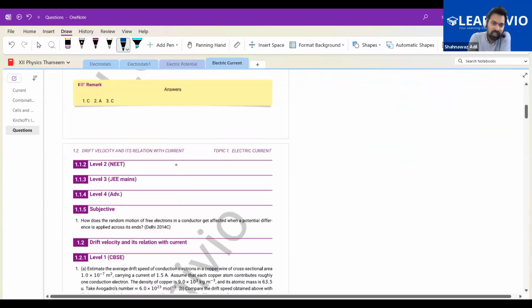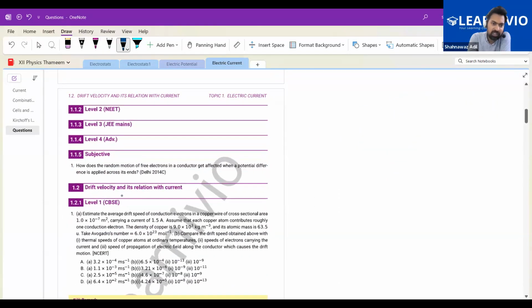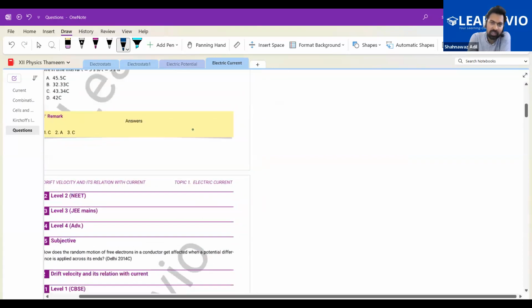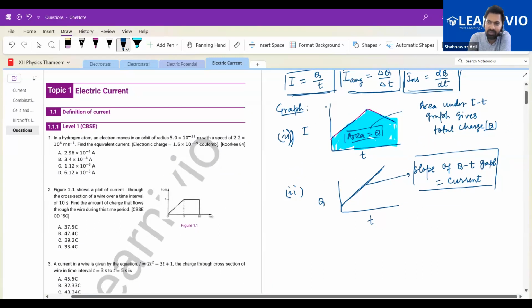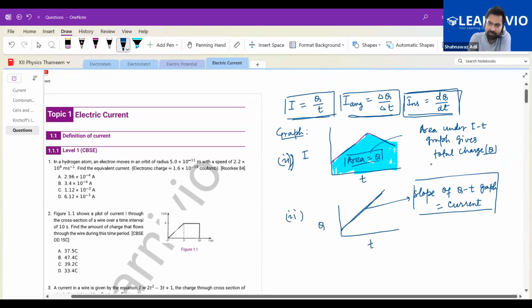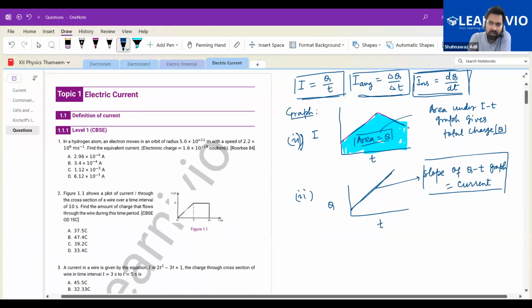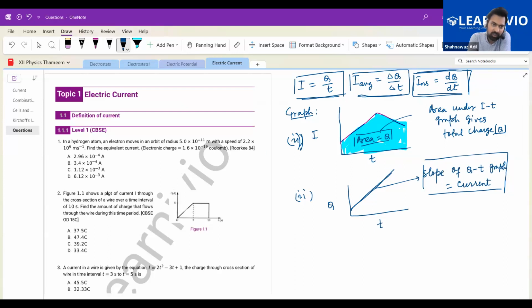And then we have the drift velocity and its relation with the current. Those questions we'll do, but let us first do all these questions. These things we have already learned. Please quickly note these things down, and then using these things, we will calculate all these answers. Quickly note this down.